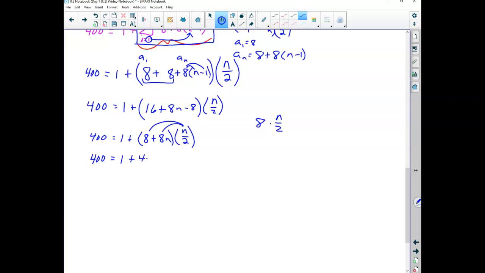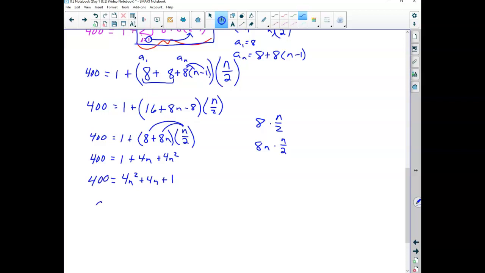Well, that's going to be 4n, I do believe. And then what's 8n times n over 2? Well, that's going to be plus 4n squared. So I'm really looking at a quadratic of 4n squared plus 4n plus 1 equals 400.